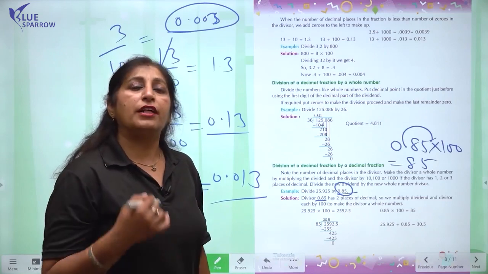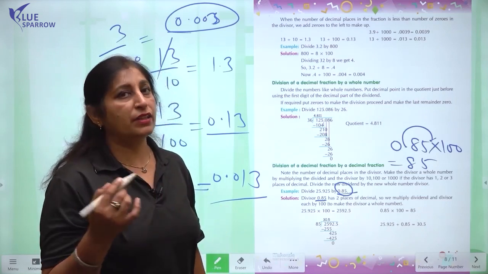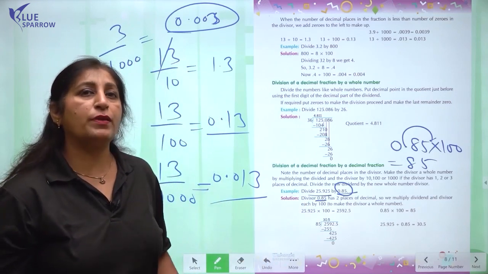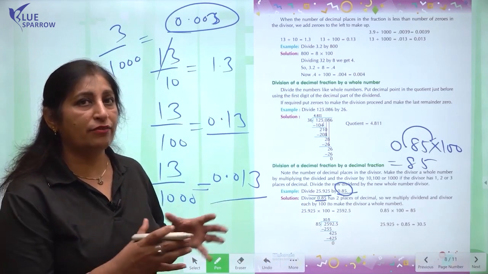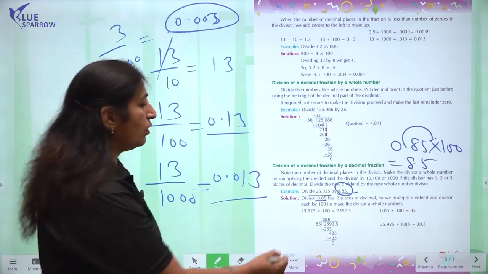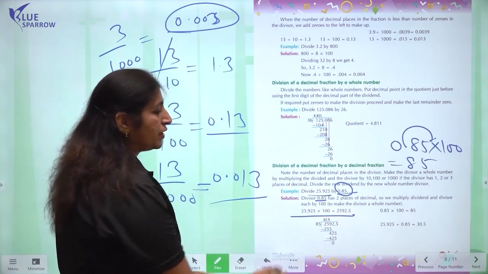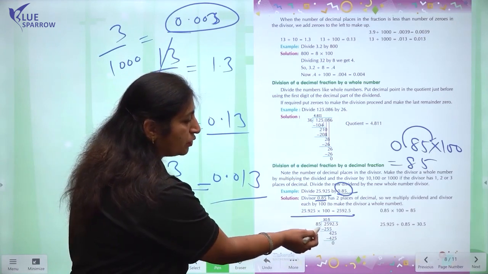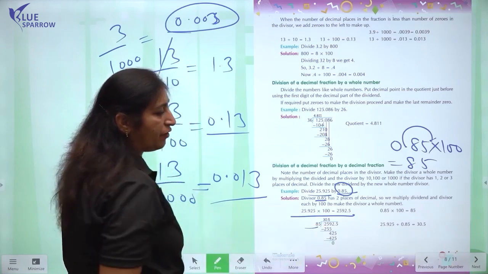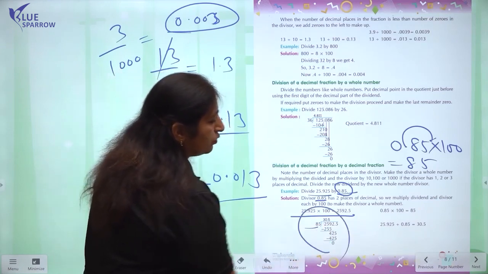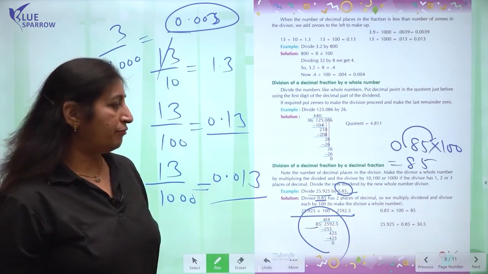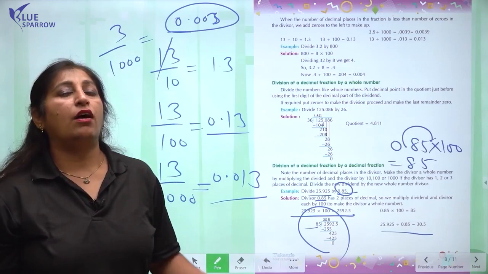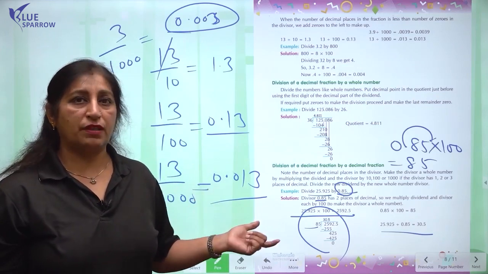0.85 converted into 85 after multiplying it with 100. So the dividend, 25.925, would also be multiplied with 100 so that their values don't get altered. After multiplication, this number would give us 2592.5, and now we would divide 2592.5 by 85, and after division you know that its quotient is 30.5. This is how you can solve the division of a decimal fraction by a decimal fraction.